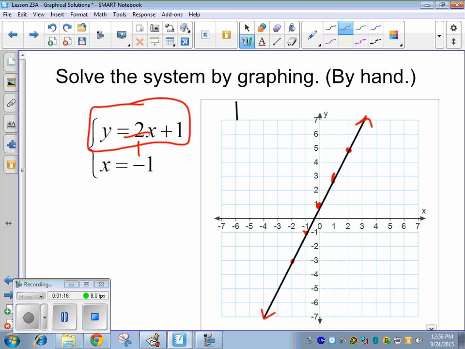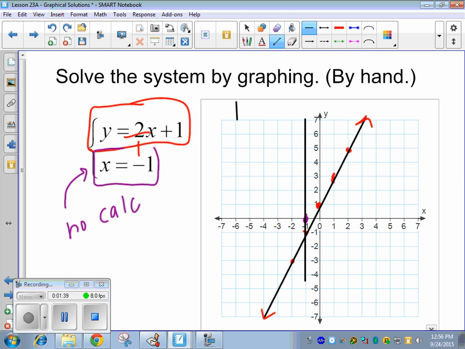And then we have x equals negative 1. So make a note that you cannot graph those on your calculator. Your calculator can only graph y equals. So if you get one of these, you cannot use your calculator, okay? So we've got to graph x equals negative 1. So it cuts through the x-axis at negative 1. So we've got our vertical line that cuts through the x-axis at negative 1.